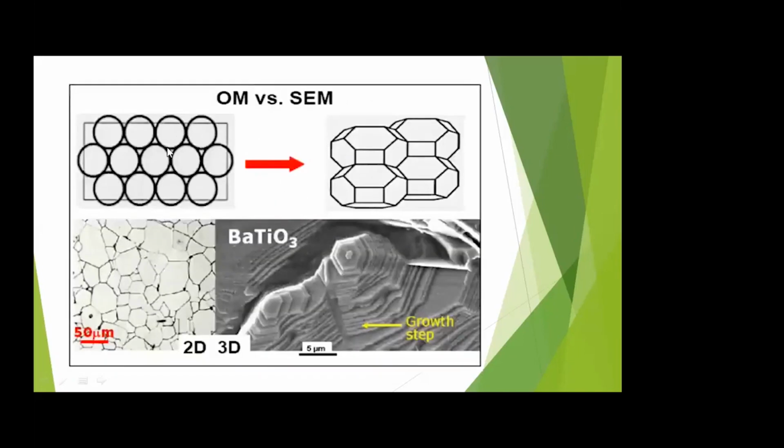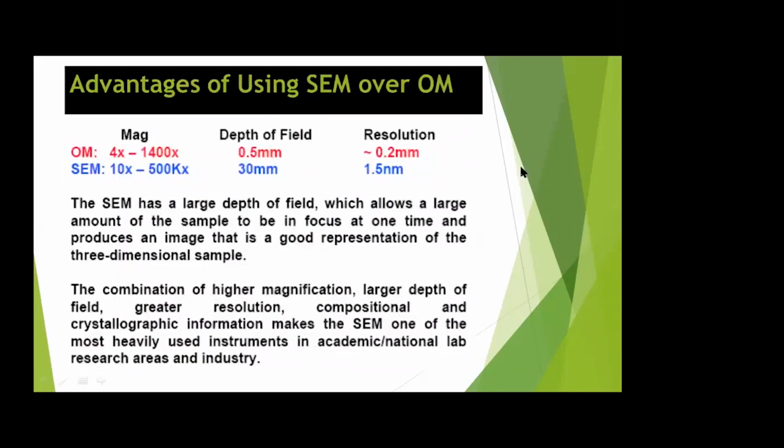In an optical microscope, you will get only a two-dimensional image. In a scanning electron microscope, you will get a three-dimensional image. When we compare, we can see that in an optical microscope, magnification may be 4x to 1400x or maximum 2000x. In SEM, it may be 10x to 500,000x or 5 lakh x, sometimes even up to 2 million x.